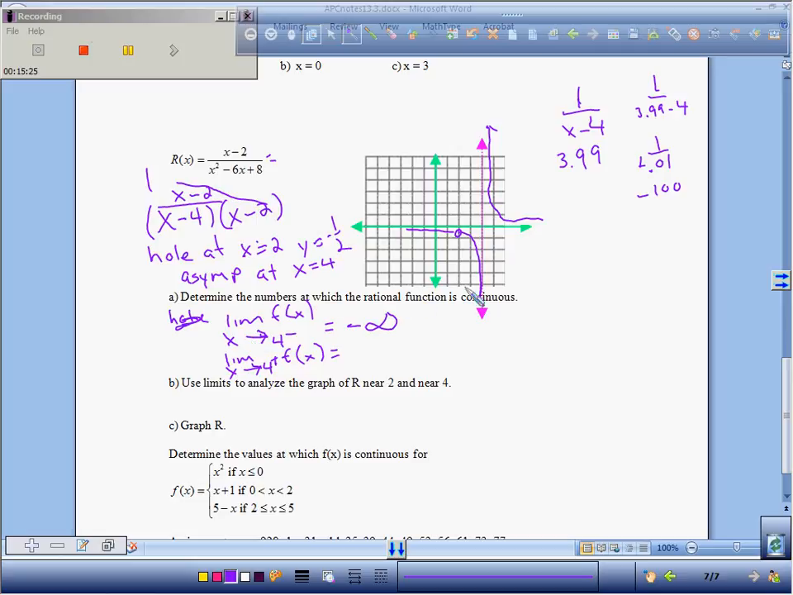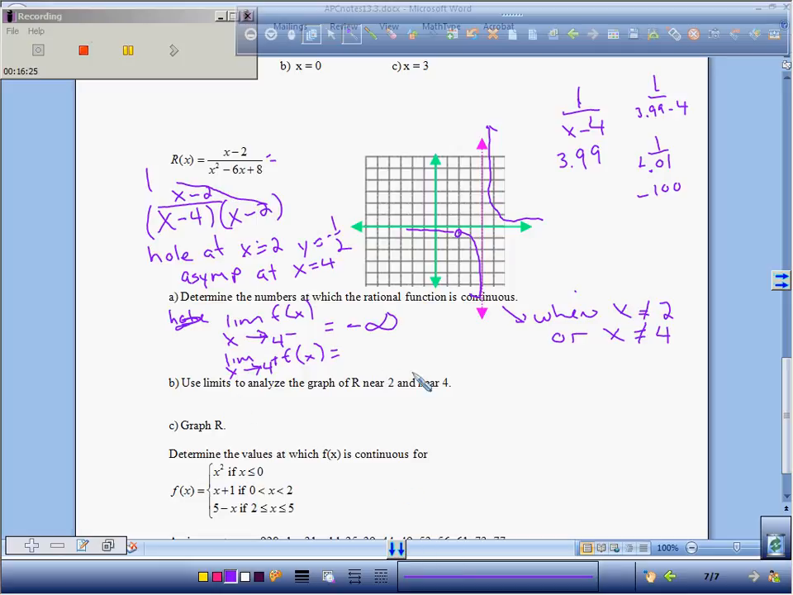Determine the numbers at which it's continuous. So you could say it's continuous for x is less than what? What number is that? Is it continuous everywhere past here? Or you could just say continuous when x is not equal to what? Not equal to 2, or x is not equal to 4. That would be kind of enough.